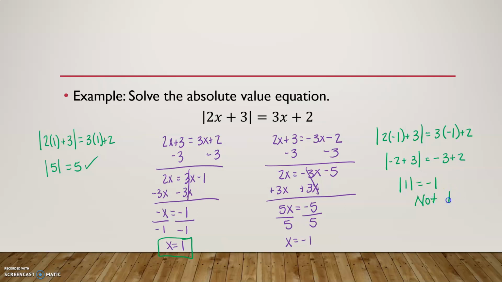And when this happens, when we solve for x and we get an answer that when we plug it in is not true, this is called an extraneous solution. And in your homework, you'll see it'll say solve for x or solve for the variable, check for extraneous solutions. So that means that this one is not actually a solution and only x equals 1 is an answer.